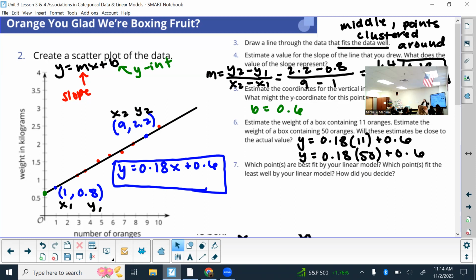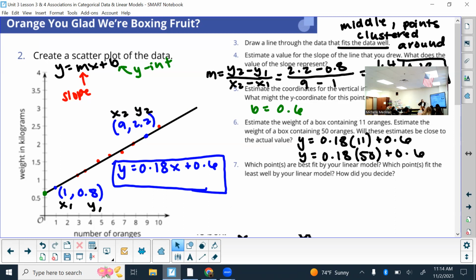Every time one orange is added to the box, the weight is increasing by 0.18. It's increasing because it's a positive slope, right? Every time we add one more orange, the weight's increasing by 0.18 on average. That's what that means. And whatever situation it is, filling up a pool, whatever, the slope is going to be how much for every one increment. Make sense? That's your rule of thumb. Slope is always rate of change.